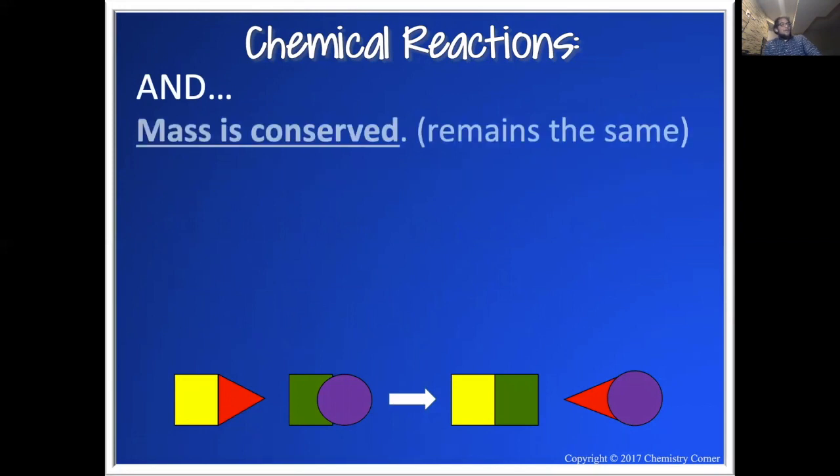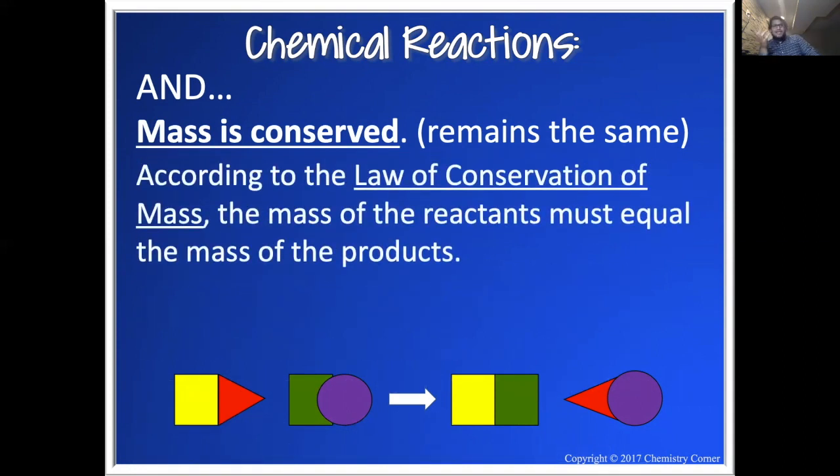The other thing about chemical reactions is that mass is always conserved. It always stays the same, right? The law of conservation of mass tells us that the mass of the reactants, what we start with, always equals what we end with. We're not creating or destroying anything. No matter is being created or destroyed. What you start with is what you end with.